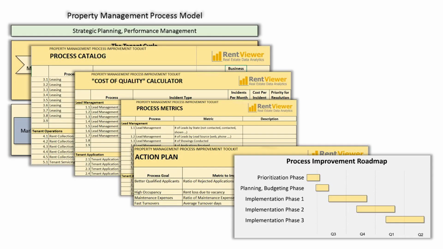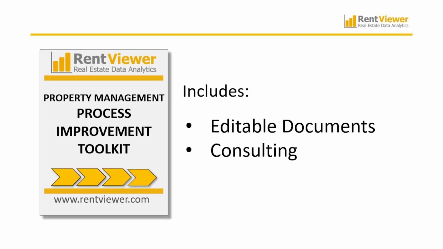The toolkit consists of several modules: the Process Catalog, the Cost of Quality Calculator, also called the Defect Workbook, a list of process metrics, and a template for creating an action plan and communicating your roadmap. The toolkit is customizable. You get editable documents that you can add, delete, and modify. You also get 2 hours of consulting to help you get familiar with the toolkit, to get help using the toolkit, and to apply it to your situation.